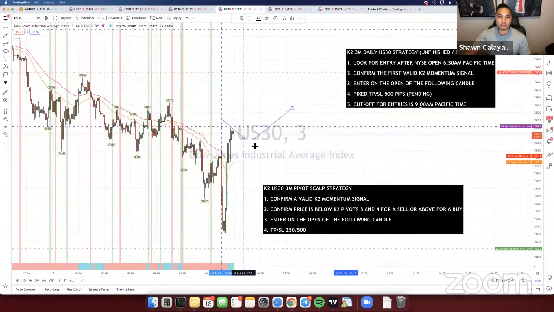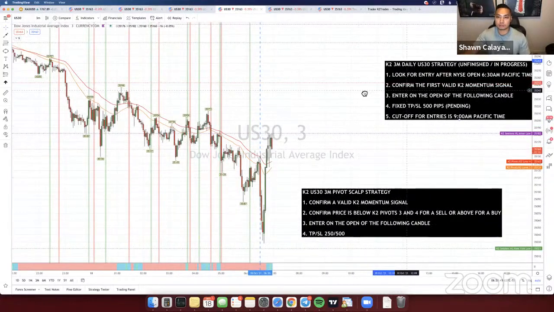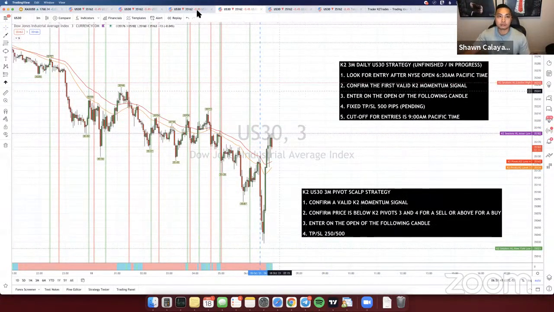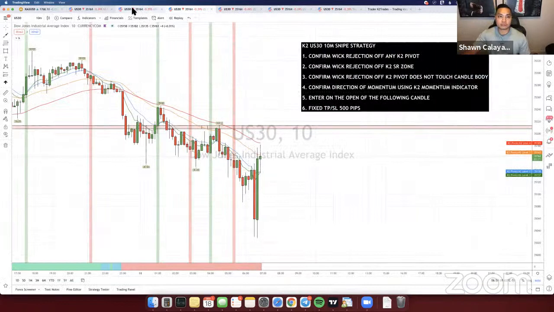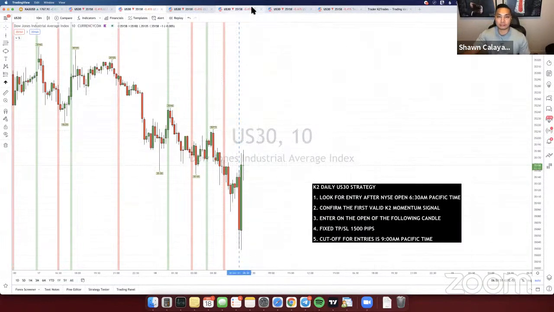So looking at this right here, in order for us to have an entry off the 3-minute, we need a retracement to the downside and we catch it as it swings back up. So we'll keep watching. We'll see what happens here. 10-minute over here, no entry, obviously. Same with the daily entry here, no entry.